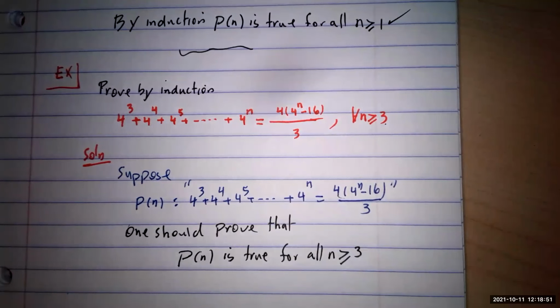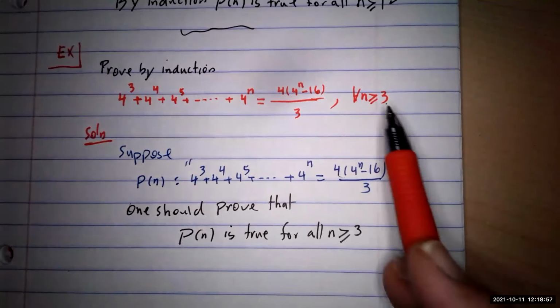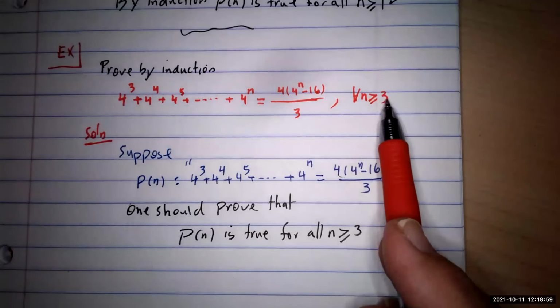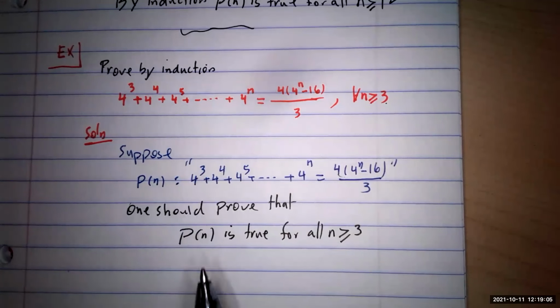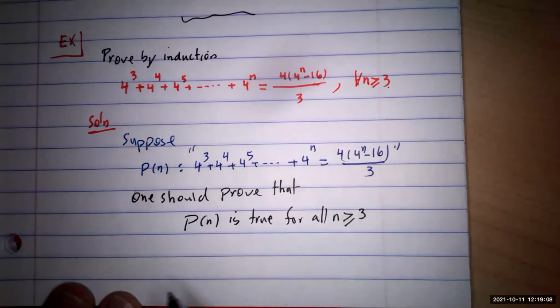There you are. We set up the problem. Go for it. Step one, basic step. Check to see, the basic value is 3. So we have to check to see if this identity is true when n is equal to 3, okay? And when n equals 3, you get 4 cubed only. So this is it, the basic step.